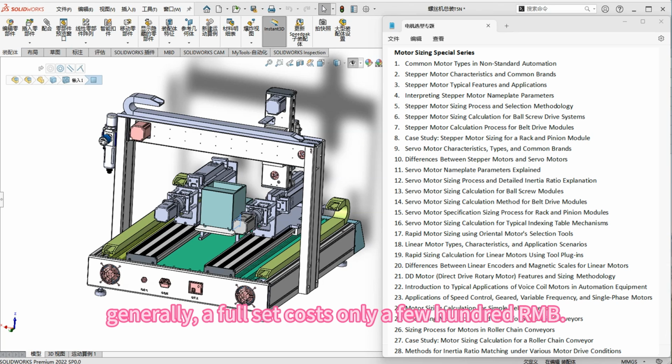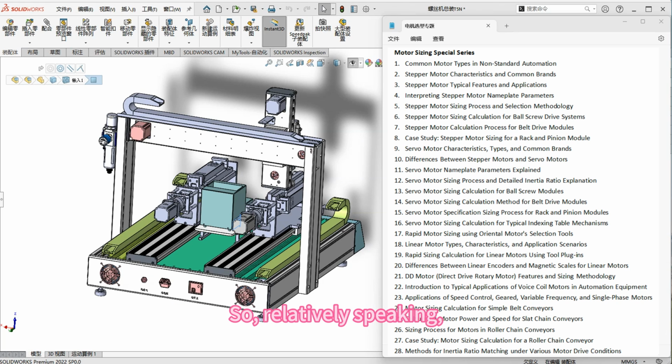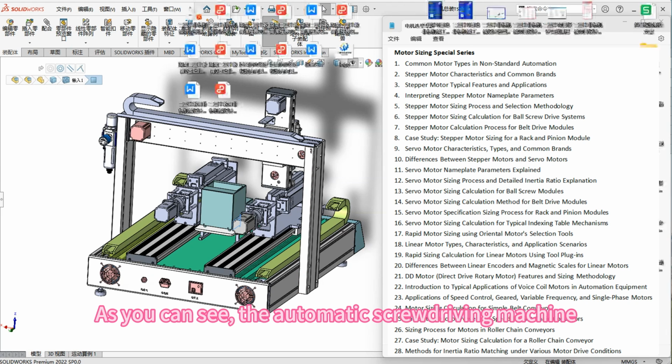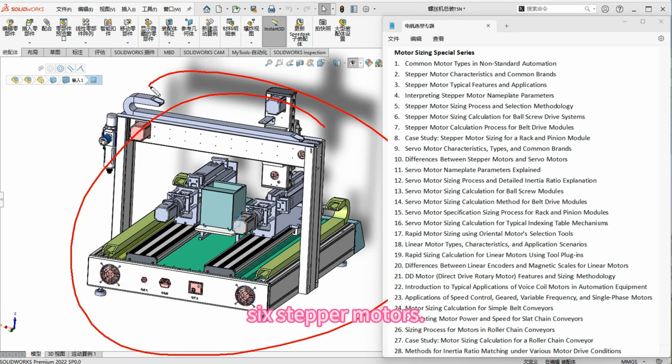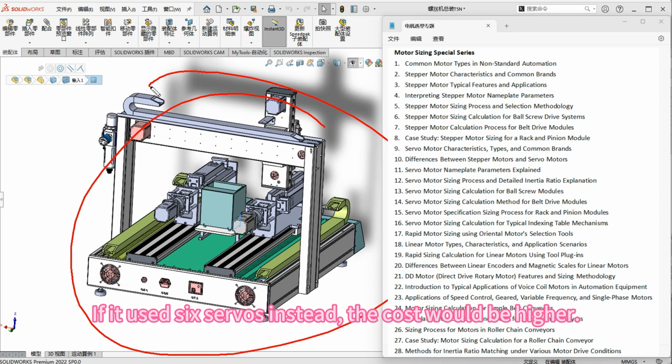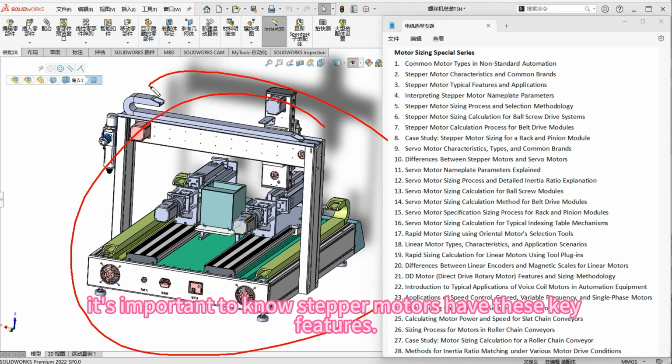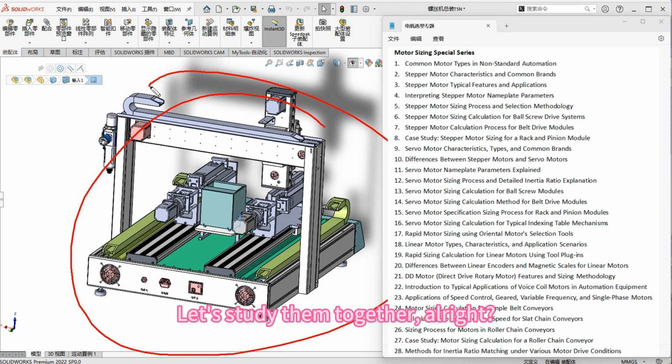Generally, a full set costs only a few hundred RMB. So, relatively speaking, if compared to servo motors, the cost of a machine using all servo motors could be much higher than one using a mix of servos and steppers. As you can see, the automatic screw-driving machine on the left uses 6 stepper motors. This way, the cost is immediately reduced. If it used 6 servos instead, the cost would be higher. Well, when we are designing, it's important to know stepper motors have these key features. Let's study them together, alright?